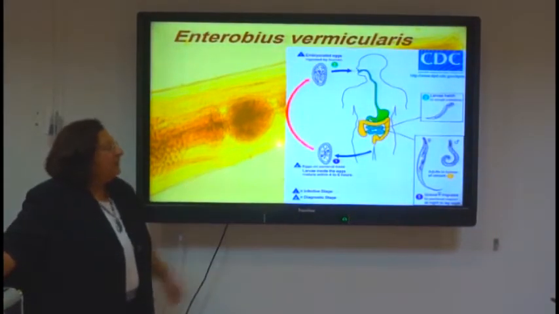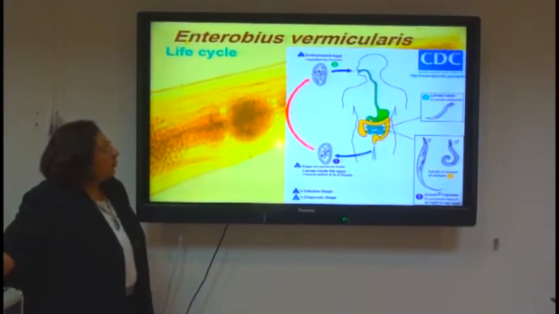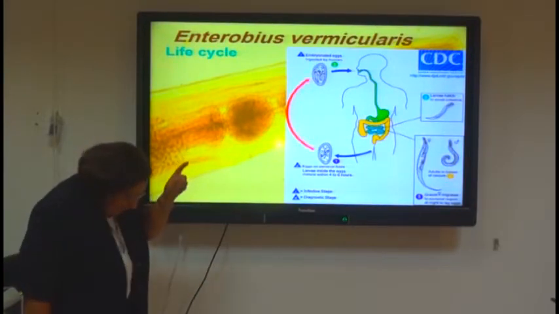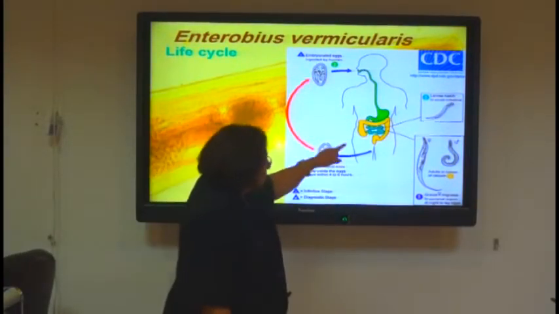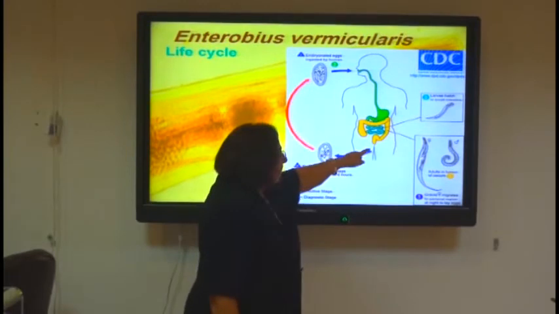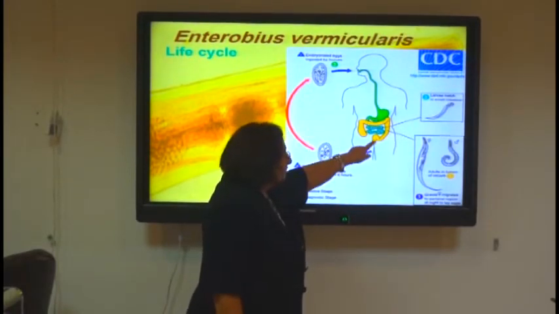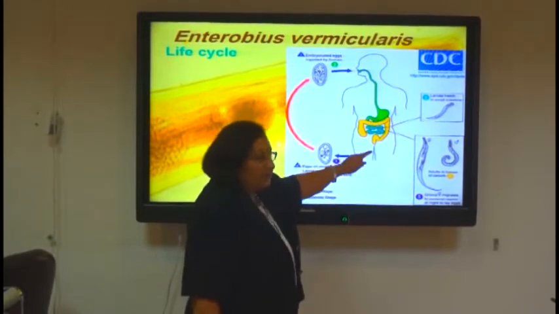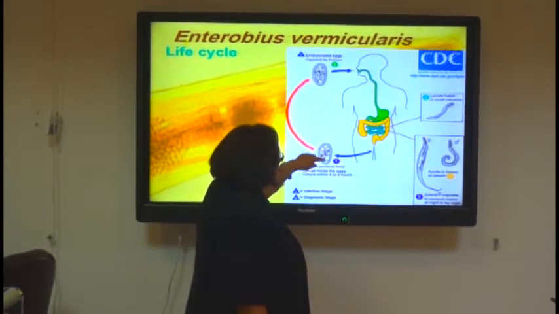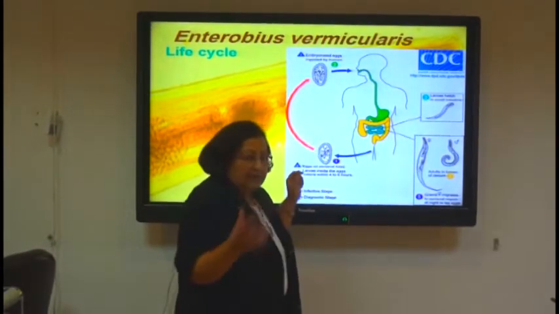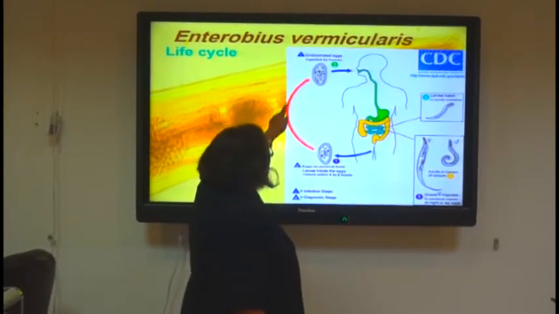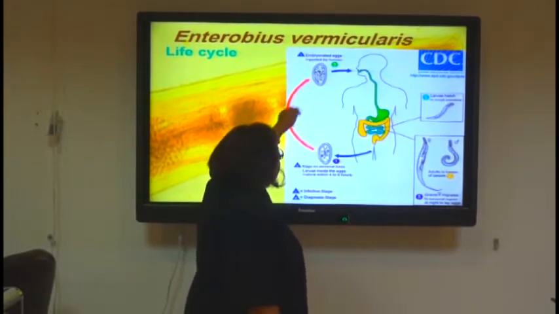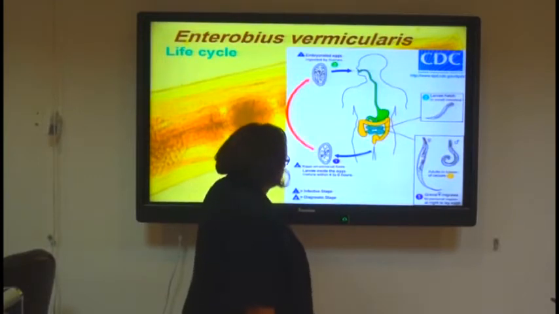Another life cycle: we see that if this man is infected, the eggs are found, as we will see, around the anus. Scratching around the anus will put the eggs on the hands. The hands will contaminate the mouth, and the cycle is repeated.